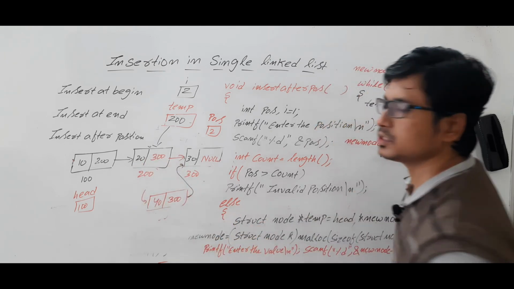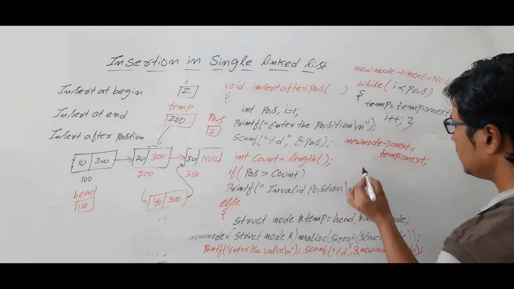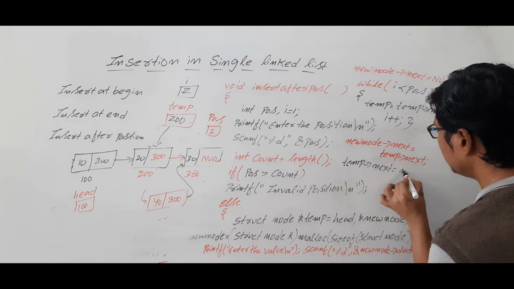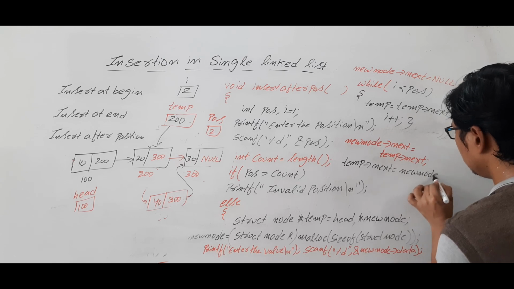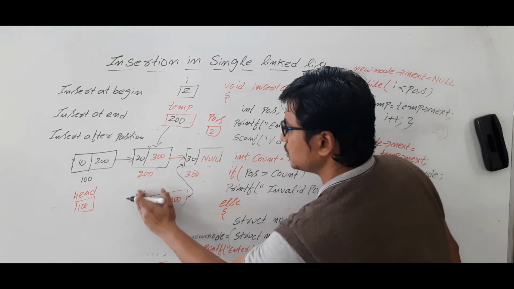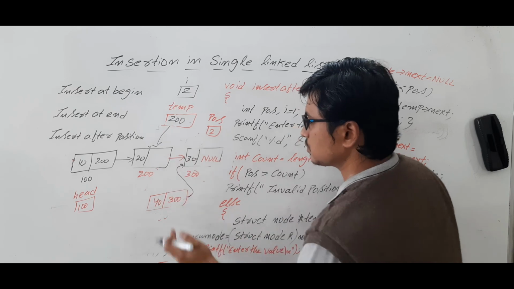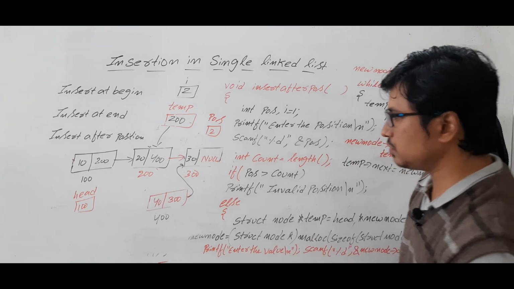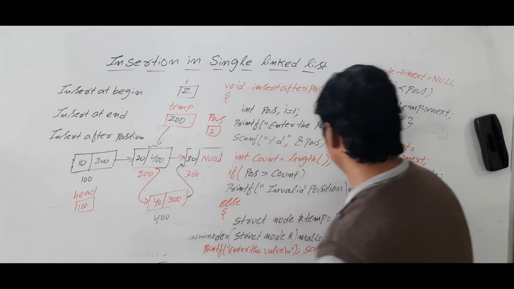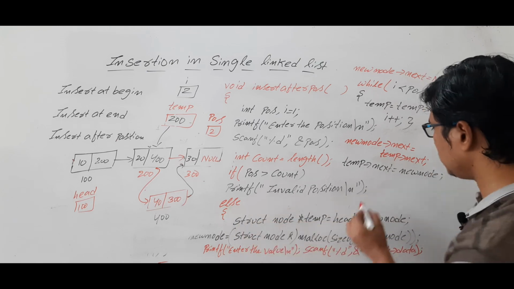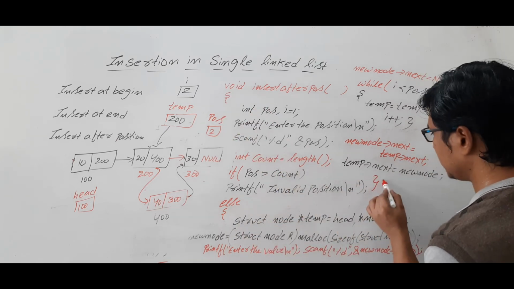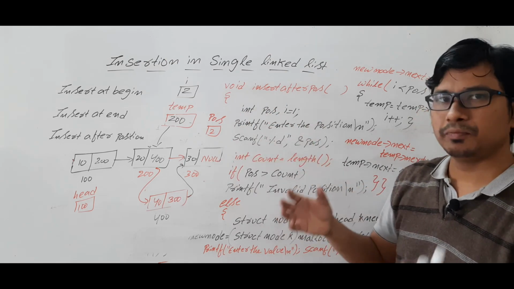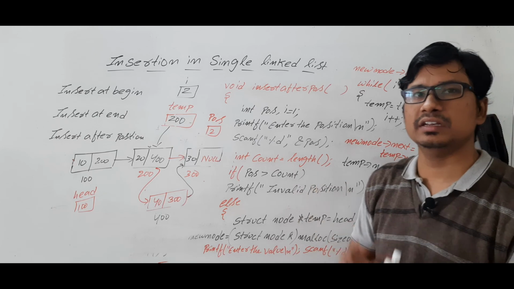Now what you have to do? This node should point to this one. So you will write temp->next = newnode. This new node is 400, so this 400 will come here. So this node is pointing to this one. Is it clear? So you can close the else block and close the function. This is the user defined function to insert a node after a particular position in a single linked list.